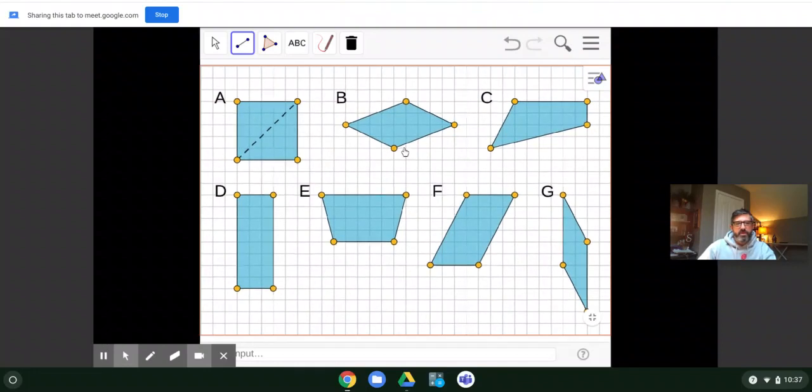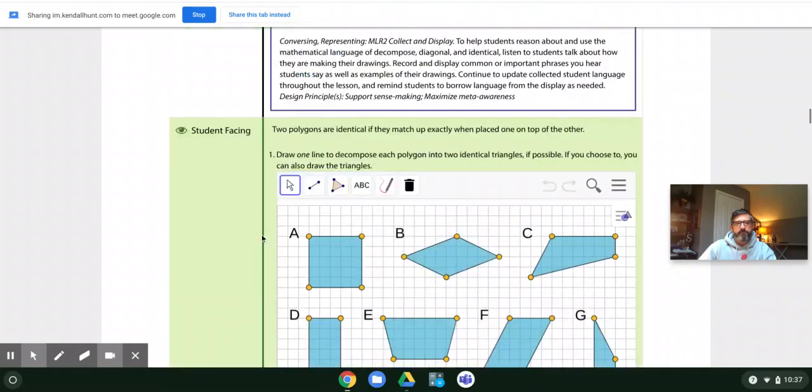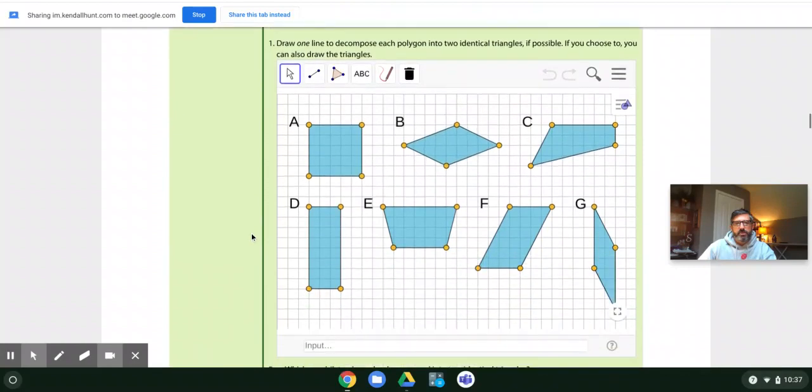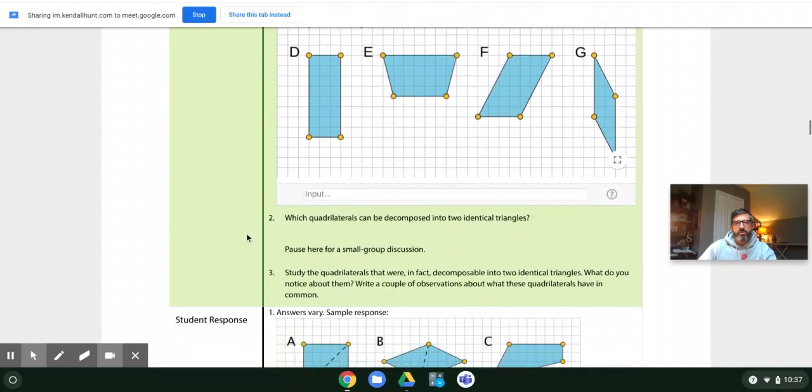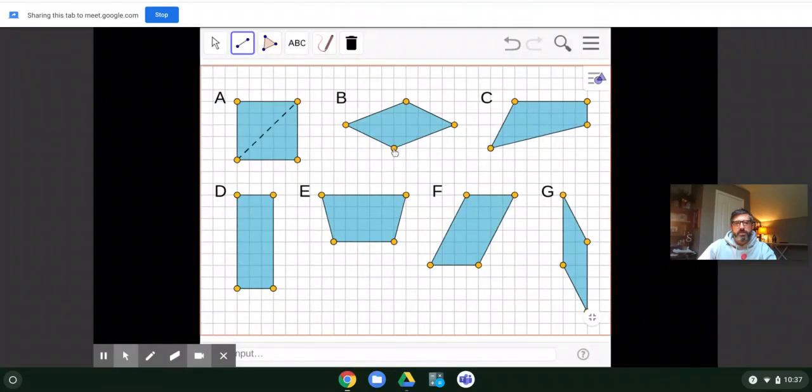Now let's look at the polygon B. Do you think that we can draw one line and compose two identical triangles? So let's see, let's do this. Yeah, those triangles look identical. So let's move on to C.